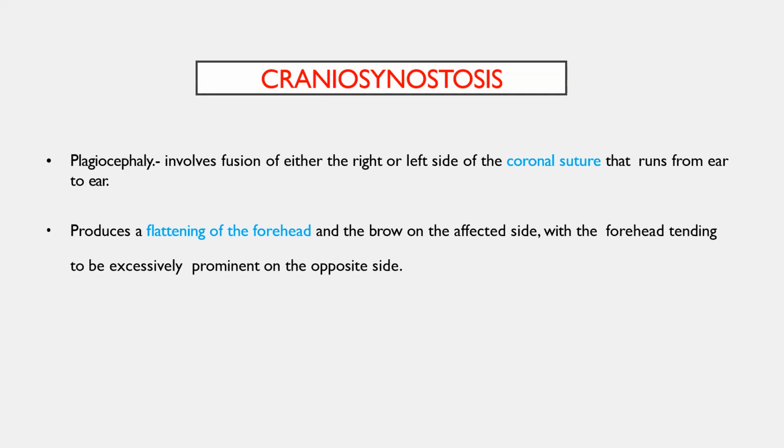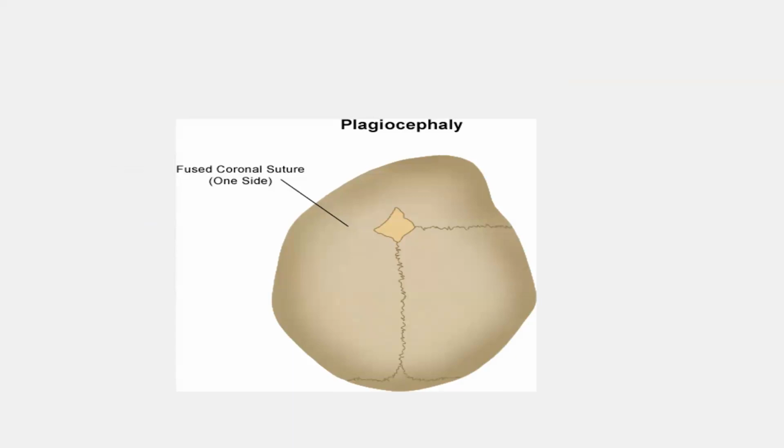Plagiocephaly is the abnormal fusion of the coronal sutures that causes flattening of the forehead and brow on the affected side, with the forehead tending to be excessively prominent on the opposite side. Next slide. This is the coronal suture. Due to early closure of this coronal suture, this kind of defect will come, because these craniosynostoses are most of the time associated with raised ICP, multiple cranial nerve palsies, and syndromes like Crouzon syndrome. So by identifying these craniosynostoses, you can narrow down the differential diagnosis.